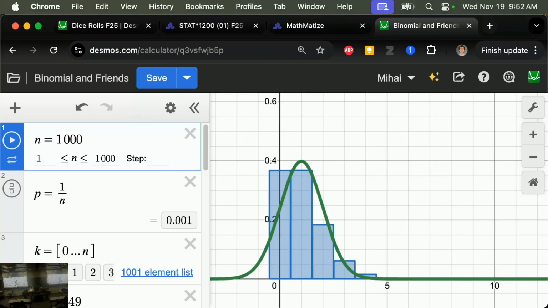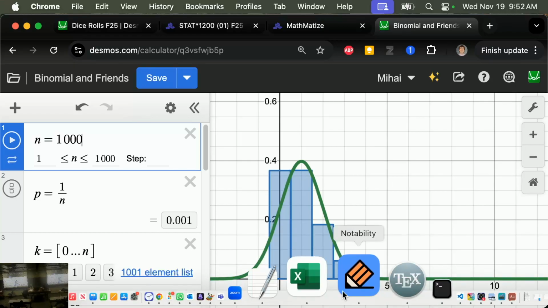As the number of sides gets bigger and bigger, it's getting closer and closer to something. It's just that the something is not the green Gaussian distribution. It's something else. Oh my goodness gracious. What is going on here?